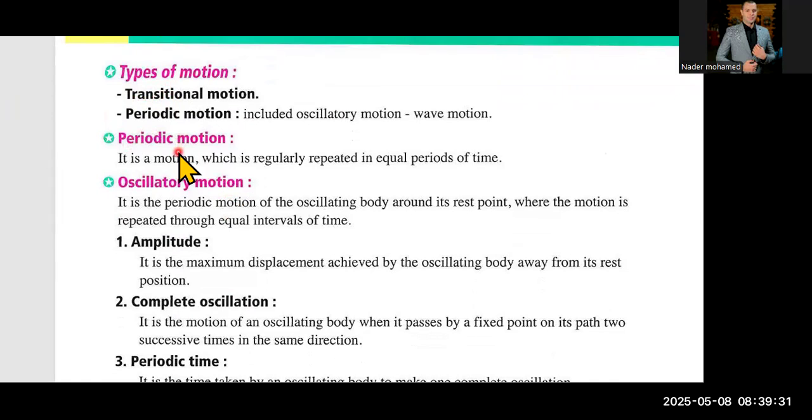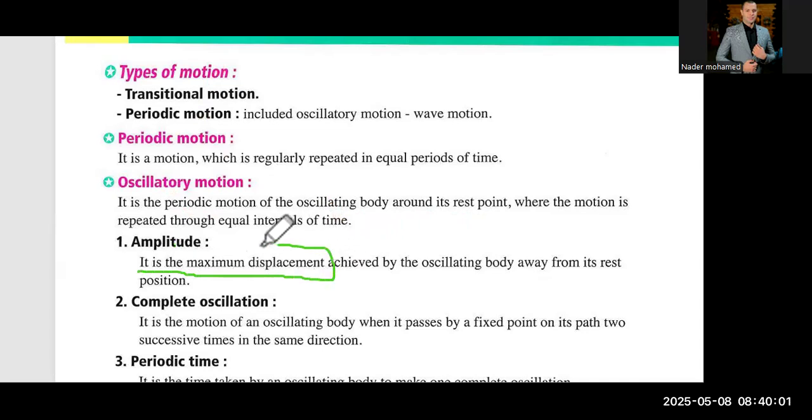We have two types of periodic motion. Periodic motion is a motion which is regularly repeated in equal periods of time. But oscillatory motion is a periodic motion that is repeated at equal intervals of time, but it must happen around its rest point.